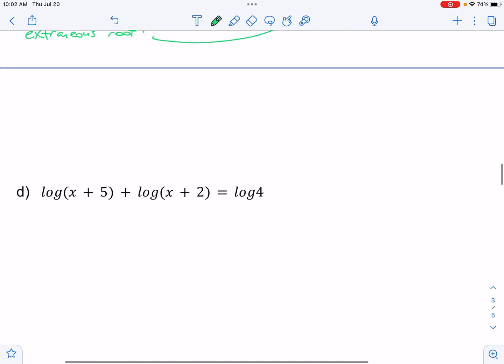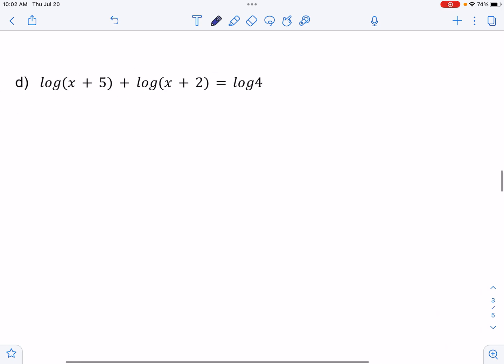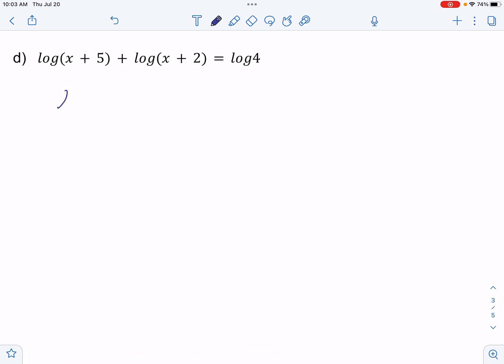Let's look at question D. Log of x plus 5 plus log of x plus 2 is equal to log of 4. What we can do here is use a new technique that I'll show you in one step. First, I'm going to combine my left side so it's all one log, using my product law. This will be log of x plus 5 times x plus 2, all equal to log of 4.